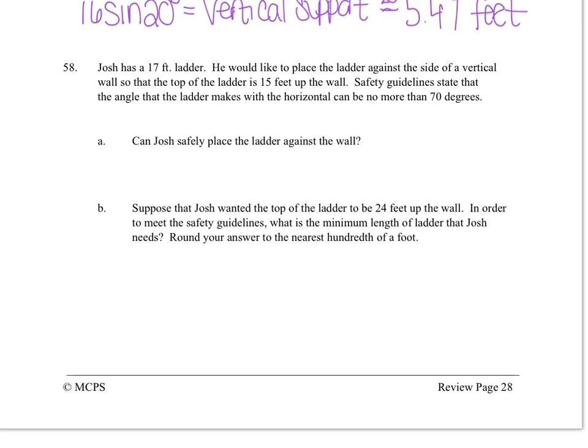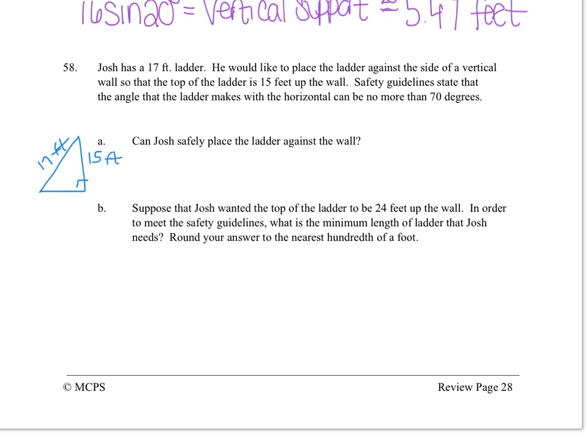Question 58 says, Josh has a 17-foot ladder. He would like to place the ladder against the side of a vertical wall so that the top of the ladder is 15 feet up the wall. So basically what we have is a picture like this. Josh has a 17-foot ladder, and he wants to place it up against the side of a vertical wall so that it's 15 feet up the wall.